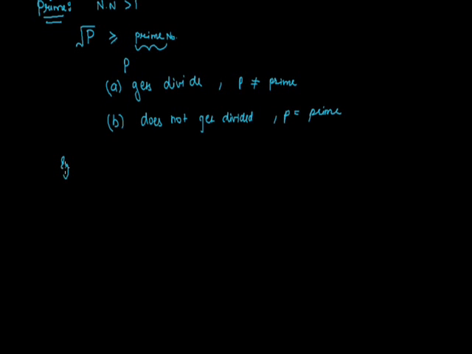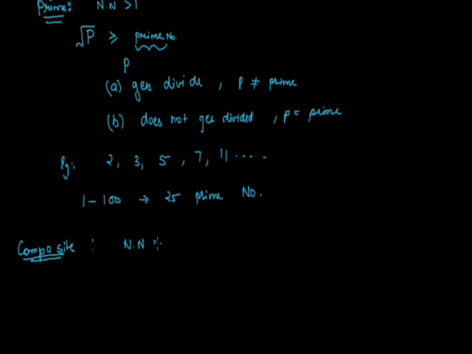Examples of prime numbers are 2, 3, 5, 7, 11 and so on. From 1 to 100 we have 25 prime numbers. Then we have composite numbers. Composite numbers are the natural numbers greater than 1 which are not prime. A natural number greater than 1 and not prime is called a composite number.